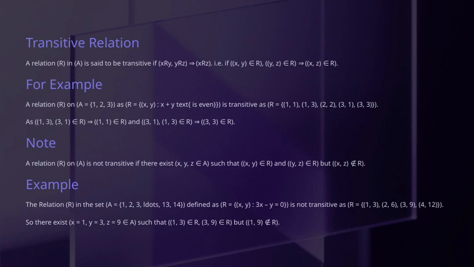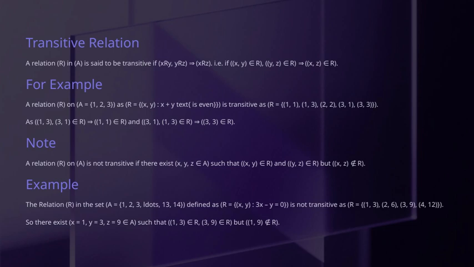Here's a quick example. Consider the relation on the set A equals {1, 2, 3}, where the relation R includes pairs (x, y) if x plus y is even. In this case, R turns out to be transitive because whenever you have (x, y) and (y, z) in R, the pair (x, z) will also satisfy the relation.